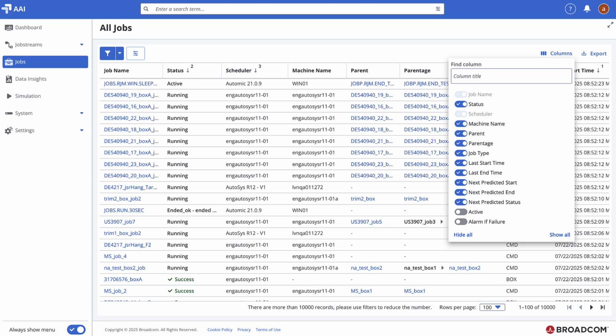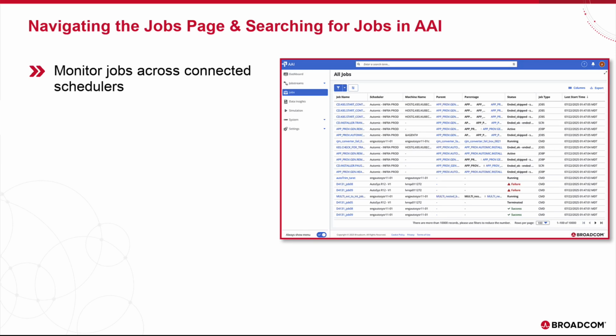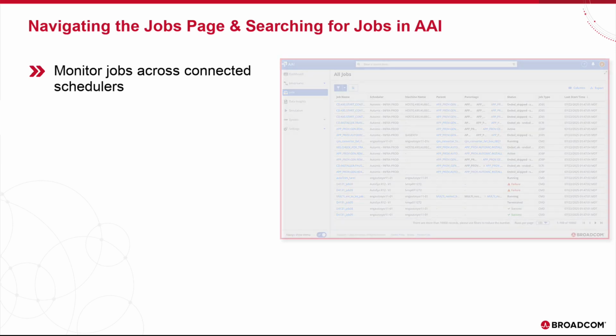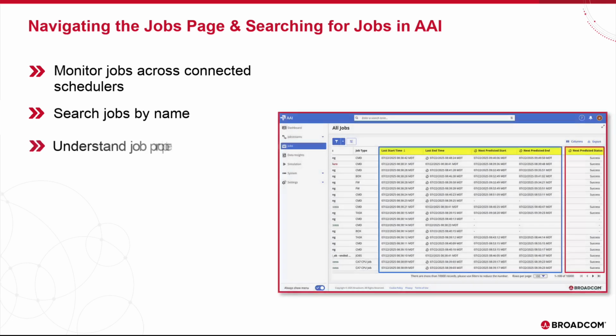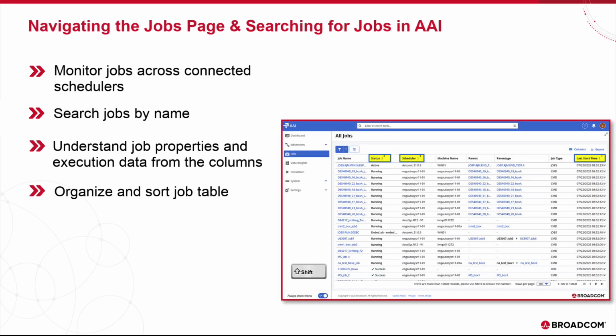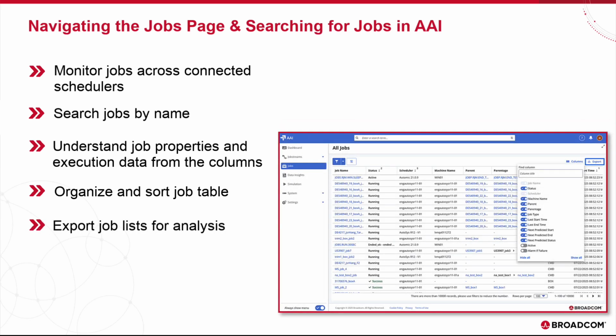For now, let's take a quick recap of what we learned from this video. In this video on navigating the Jobs page and searching for jobs in AAI, we learned that you can use the Jobs page to monitor all job activity across connected schedulers. Search for jobs using the Global Search feature. Understand job properties and execution metrics by reading key columns in the Jobs table. Organize and sort the job list using column headers and table options. Export job data in CSV format for further analysis or reporting.